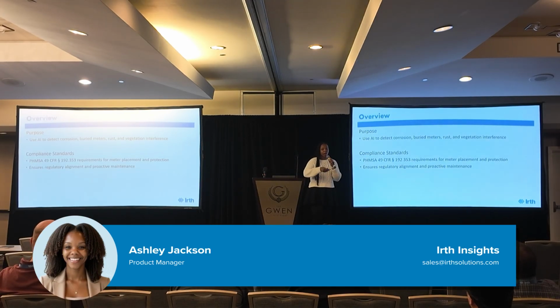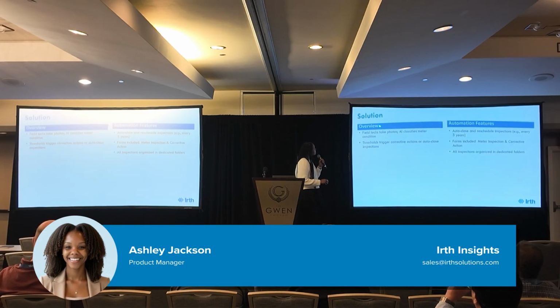This is where we're helping you to identify issues, especially for vegetation management and interference. We heard about that yesterday when it comes to vegetation being on lines and needing to have someone cut those back. This is where we can have that proactive maintenance. As far as the field tech, they're taking the photos and the AI is classifying the meter condition, so nothing else for the user to do. However, there are thresholds that you can configure to trigger those corrective actions or auto close inspections.